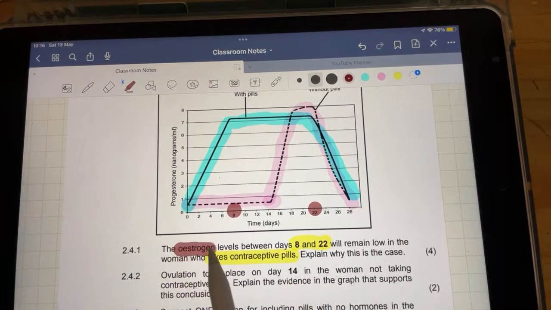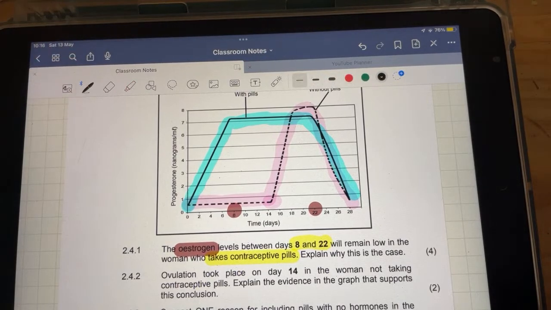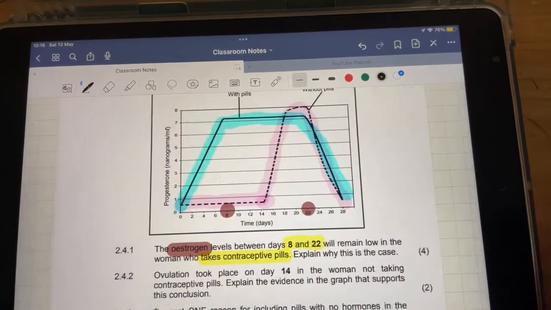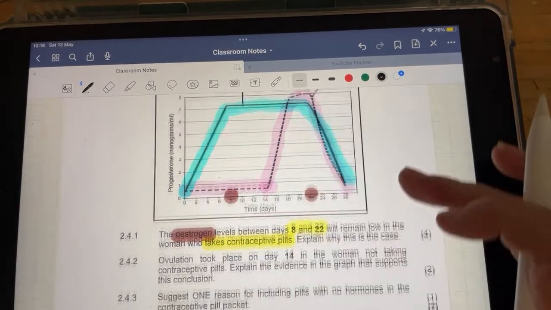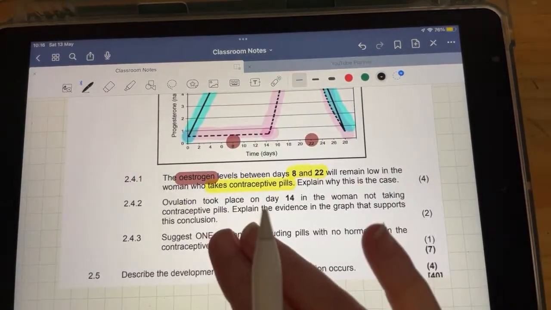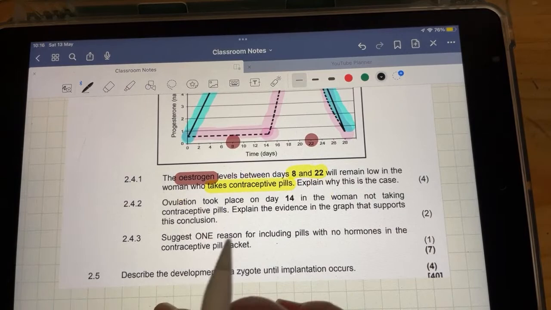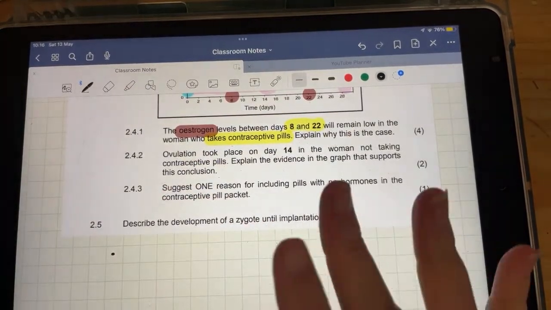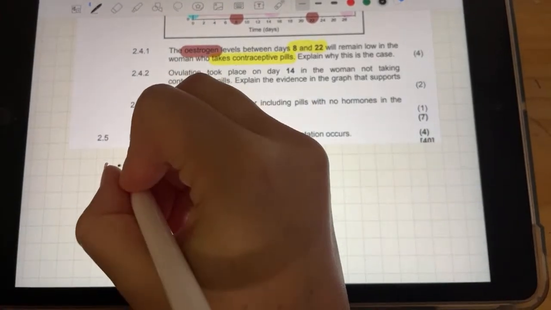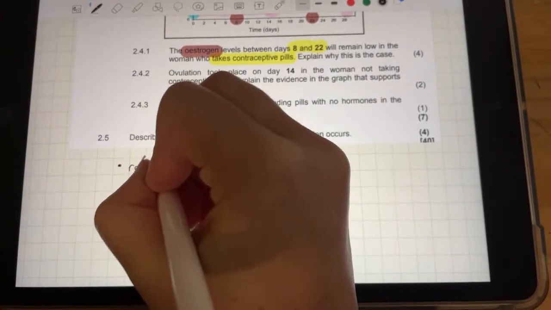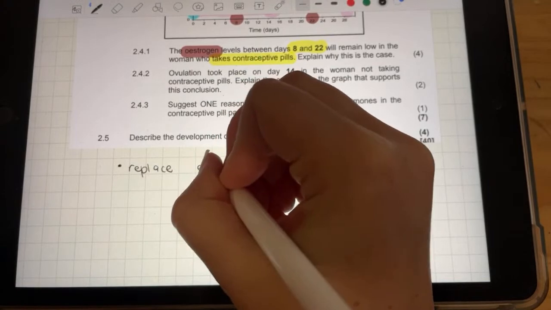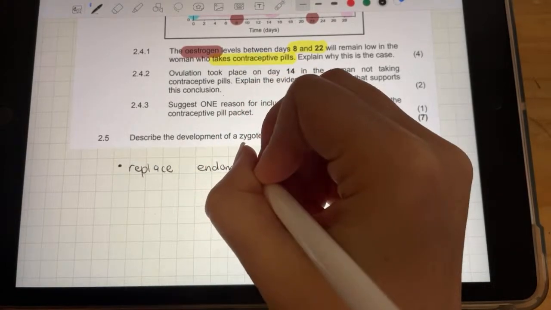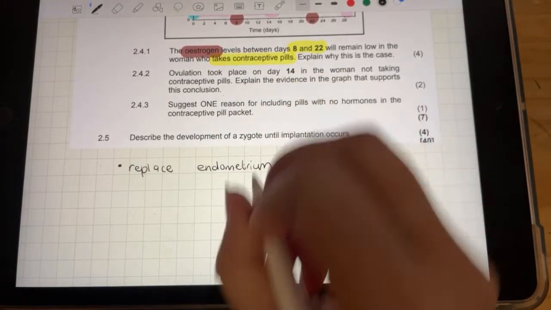Now, remember, we're focusing on estrogen here. We're not talking about progesterone, right? Okay. So, this is a lot to unpack. Estrogen, everybody, is for what? I'm just going to scribble down my answer here. Let's remember that estrogen replaces the endometrium, right? Because it's fallen away.